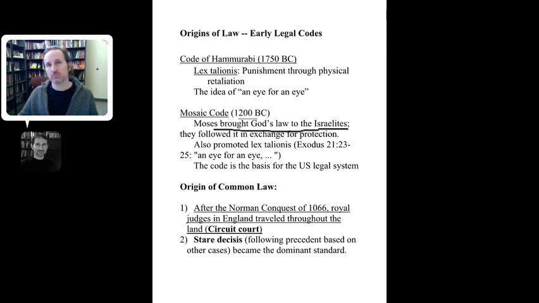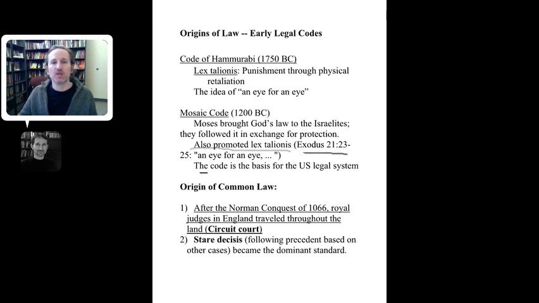And as I said a second ago, Moses brought God's law down to the Israelites, and the Israelites followed that law in exchange for protection by God. Okay? It also promotes this notion of lex talionis, and you see this in the Bible in passages like Exodus 21, verse 23 through 25. Again, an eye for an eye, a tooth for a tooth type logic.